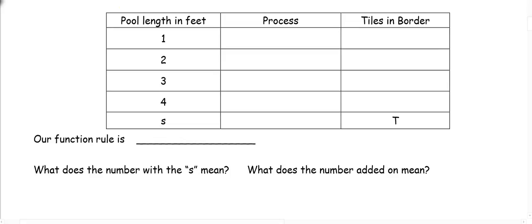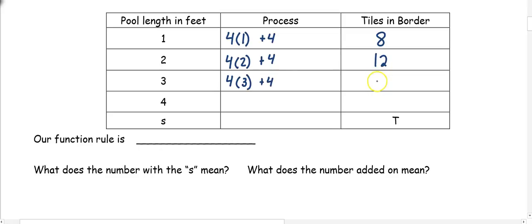Let's use our table. So remember when a pool had a length of 1, we had 4 sides that were a length of 1, plus we added our 4 extra tiles for the corners to get us 8 tiles. For a 2-foot pool, we had 4 sides that were 2 tiles each, plus the extra 4 in the corners for a total of 12. For a 3x3 pool, we had 4 sides with a length of 3, 1 tile for each foot, plus 4 in the corners, which got us 16. For a length of 4, we had 4 sides that were 4, plus 4 more tiles in the corners, which got us 20.